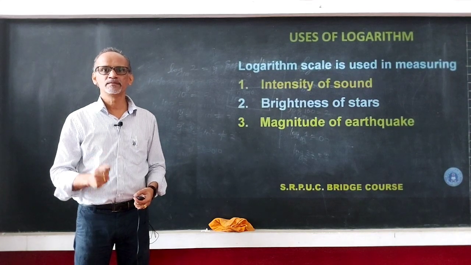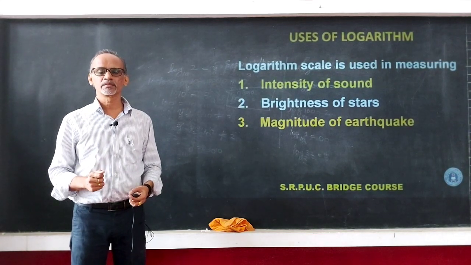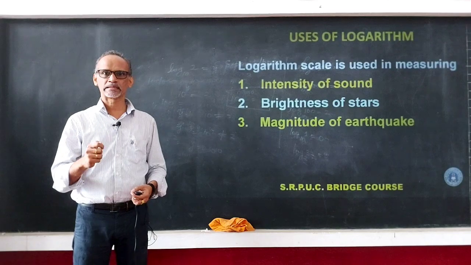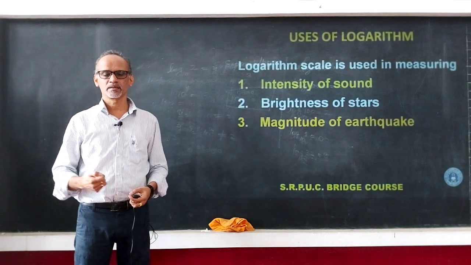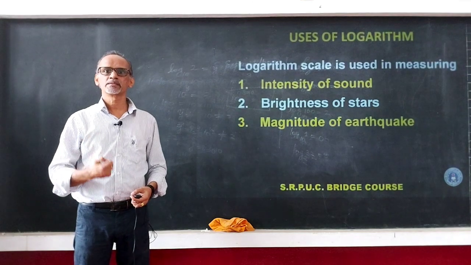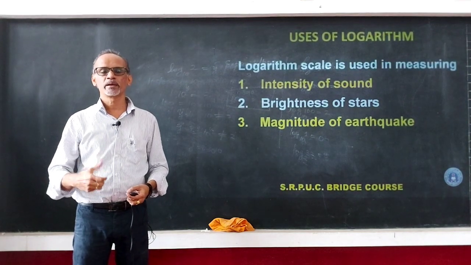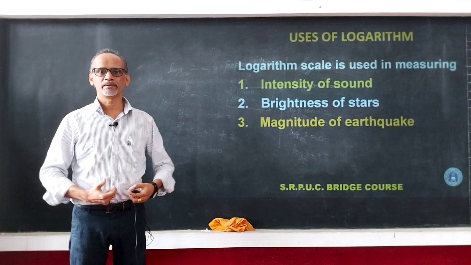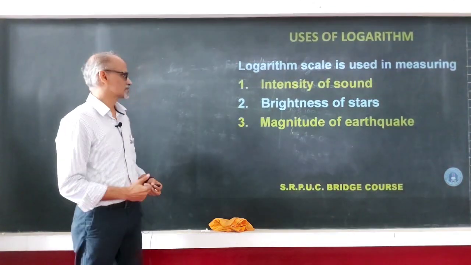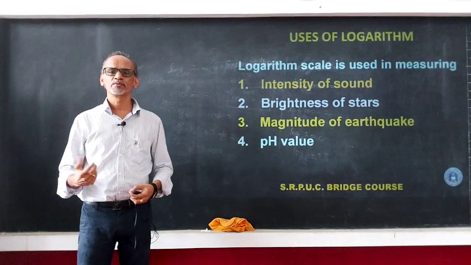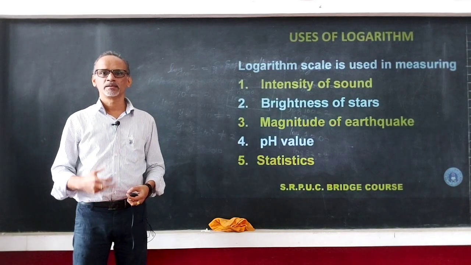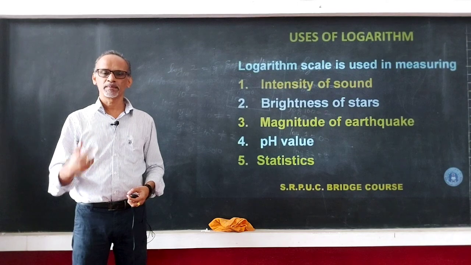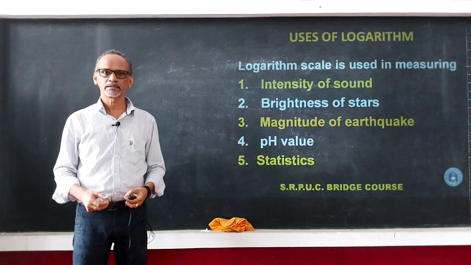So what is the scale which is used to find the magnitude of an earthquake? It's the Richter scale. The Richter scale is measured in terms of the logarithmic scale. Greater the value, greater is the magnitude of the earthquake, and greater is the damage caused by this intense earthquake. It is also used in chemistry to find the pH value. It is also used in statistics. So these are the applications of the logarithm.